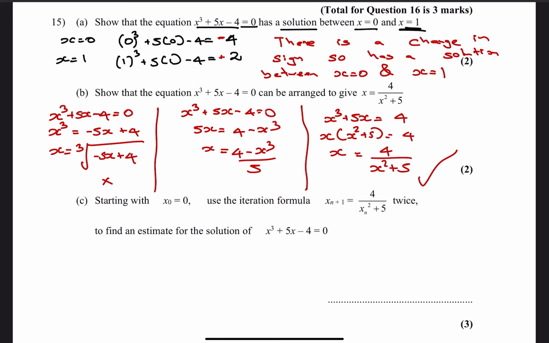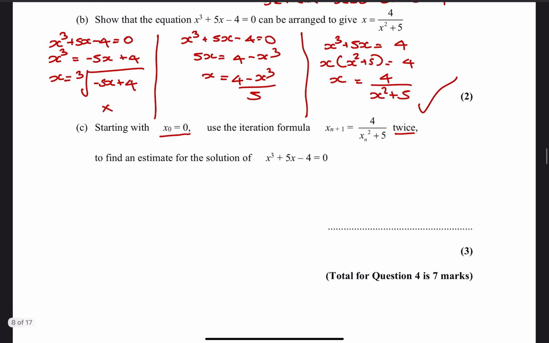Remember. Next one, iteration. How many times does the iteration need to be done? x naught is 0. Okay, understood. Twice. That's not bad. To find an estimate solution for this answer, remember x naught equals 0. First I need to do x1. You write the formula first. The formula is here: 4 over xn squared plus 5. Because we are doing x1, it must be x naught here. I'll leave it like that.